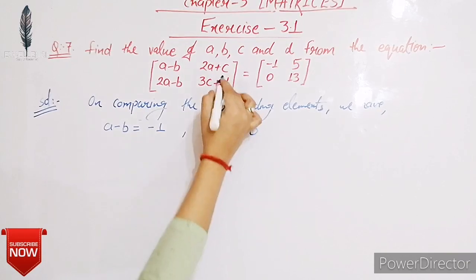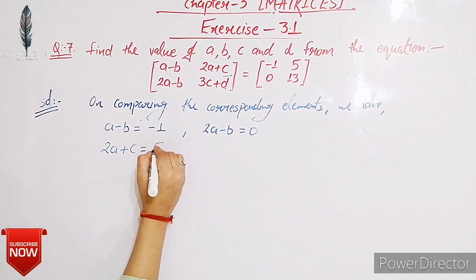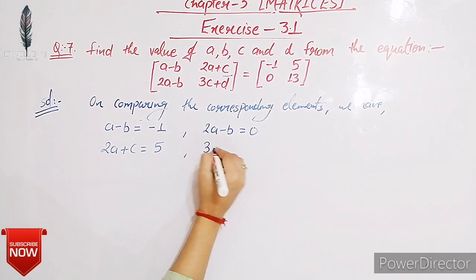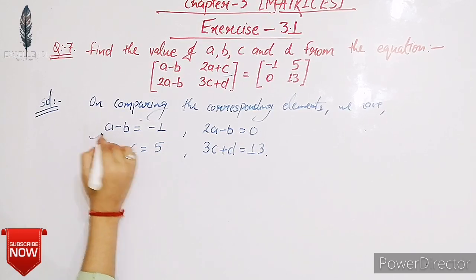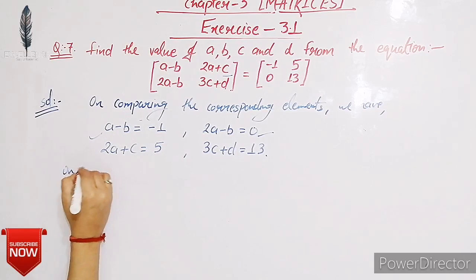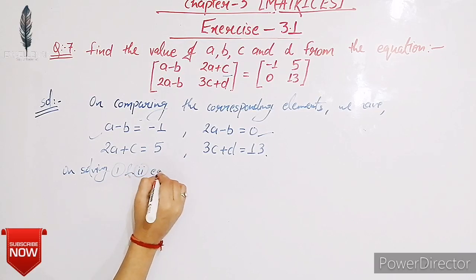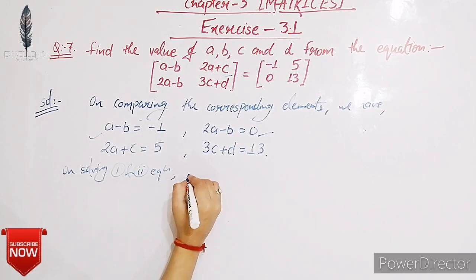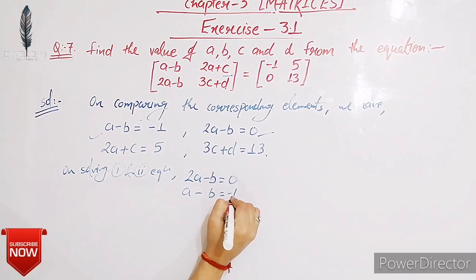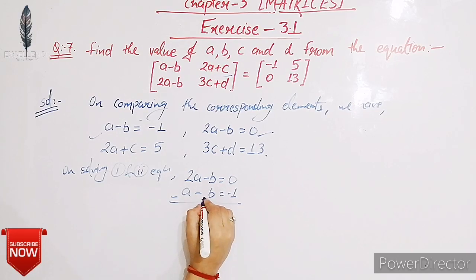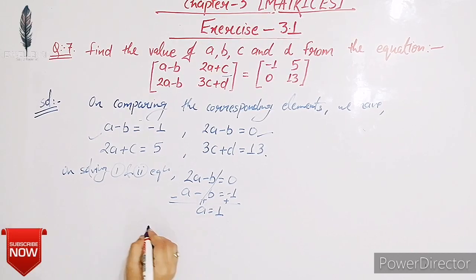2a minus b equals 0, 2a plus c equals 5, and the last is 3c plus d equals 13. Okay, first we have solved the first and second equations. On solving the first and second equations, we have 2a minus b equals 0, a minus b equals -1. On subtracting these, b cancels, that gives a equals 1.